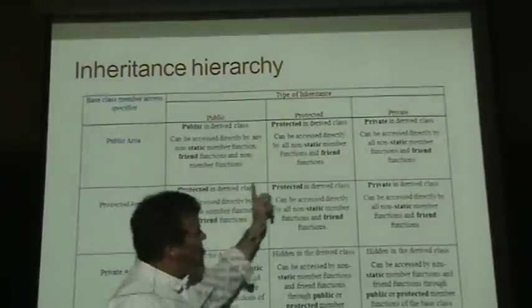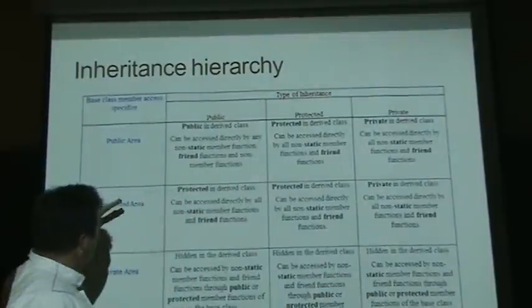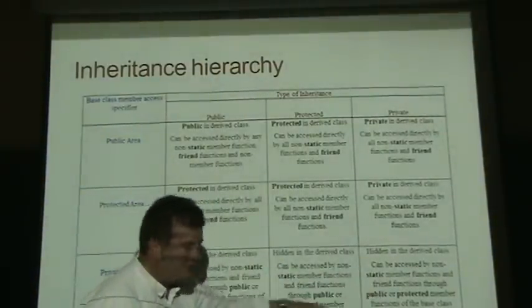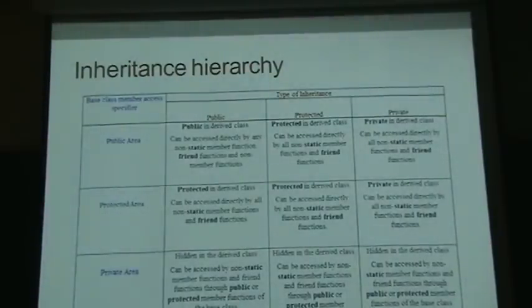And then if we inherit privately, the public stuff gets demoted down to private, the protected stuff gets demoted down to private, and the private stuff doesn't get inherited. We would never go upward, but we can go downward.